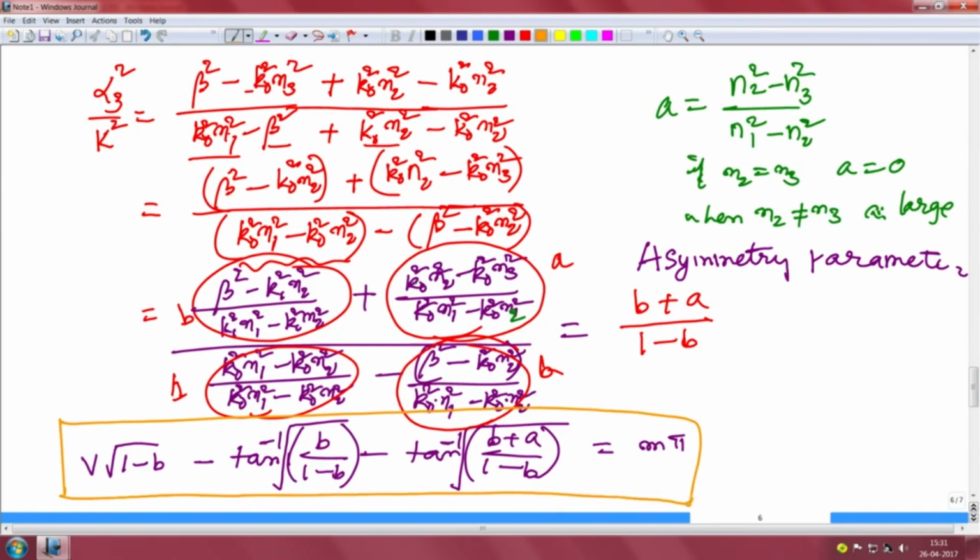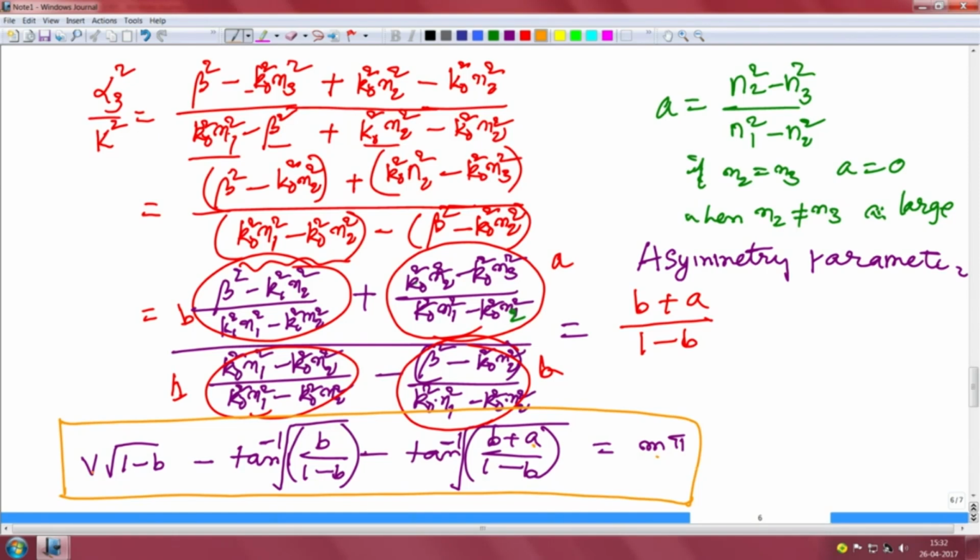So, we have reduced the equation in terms of very few variables. We have the V number, the normalized propagation constant, the asymmetry parameter and the mode index. So, mode index can be taken to be 0 for the fundamental mode, 1 for the next mode, 2 for the next mode and so on.